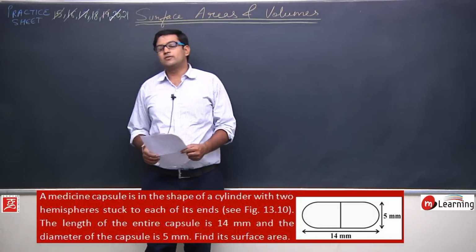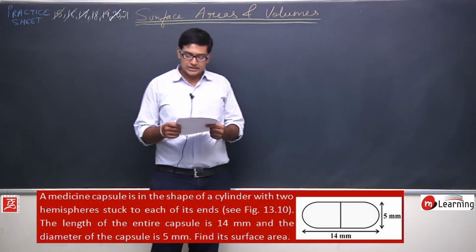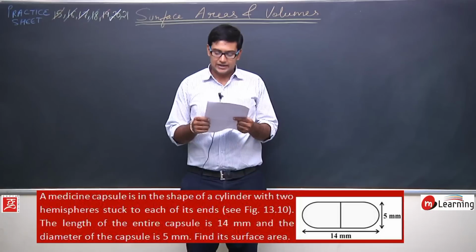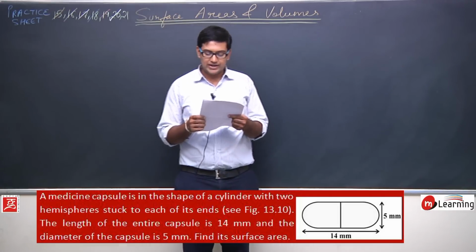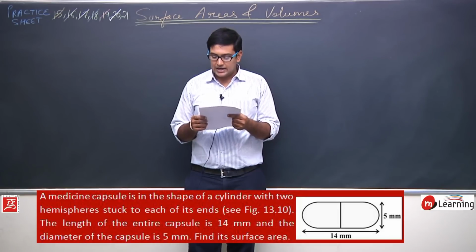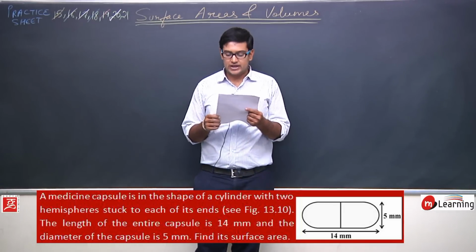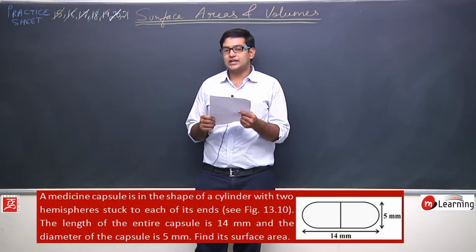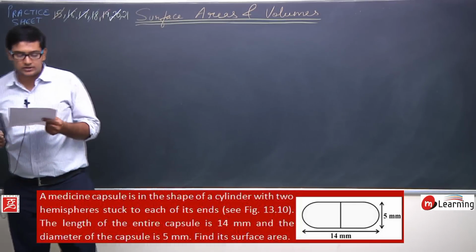Okay, let us solve the 21st question. The 21st question says, a medicine capsule is in the shape of a cylinder with two hemispheres stuck to each of its ends. The length of the entire capsule is 14 mm and the diameter of the capsule is 5 mm. Find its surface area. Okay. So let us first draw the diagram of this question.